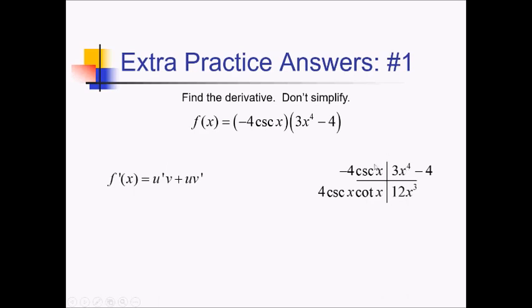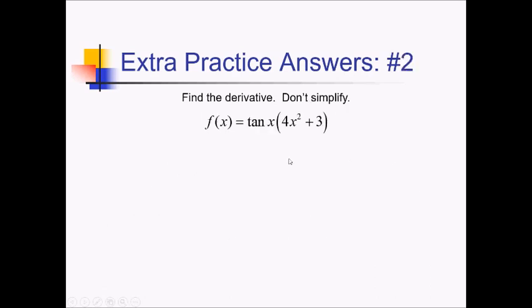And now, using our ribbon to put it all back together, we've got 4 cosecant x cotan x times 3x to the fourth minus 4 in a big parentheses. And then we'll have plus negative 4 cosecant of x times 12x to the third. So I guess we could just write minus there. And they said don't simplify, so we're done.